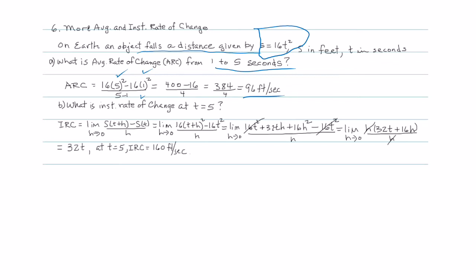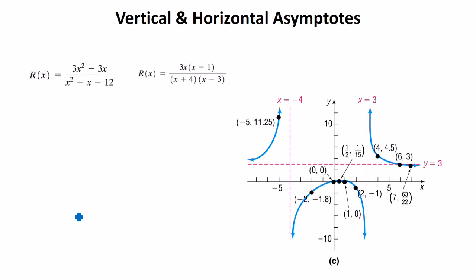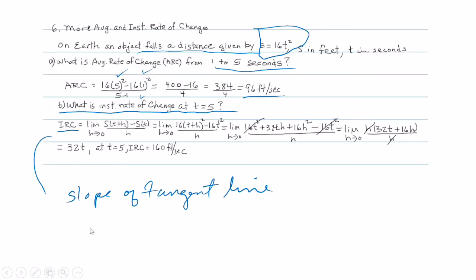Now, what is probably even more important is the instantaneous rate of change at t equals 5, and that is where we use the instantaneous rate of change. This is also called the slope of the tangent line. Plugging that in, we get s of t plus h minus s of t, divided by h.